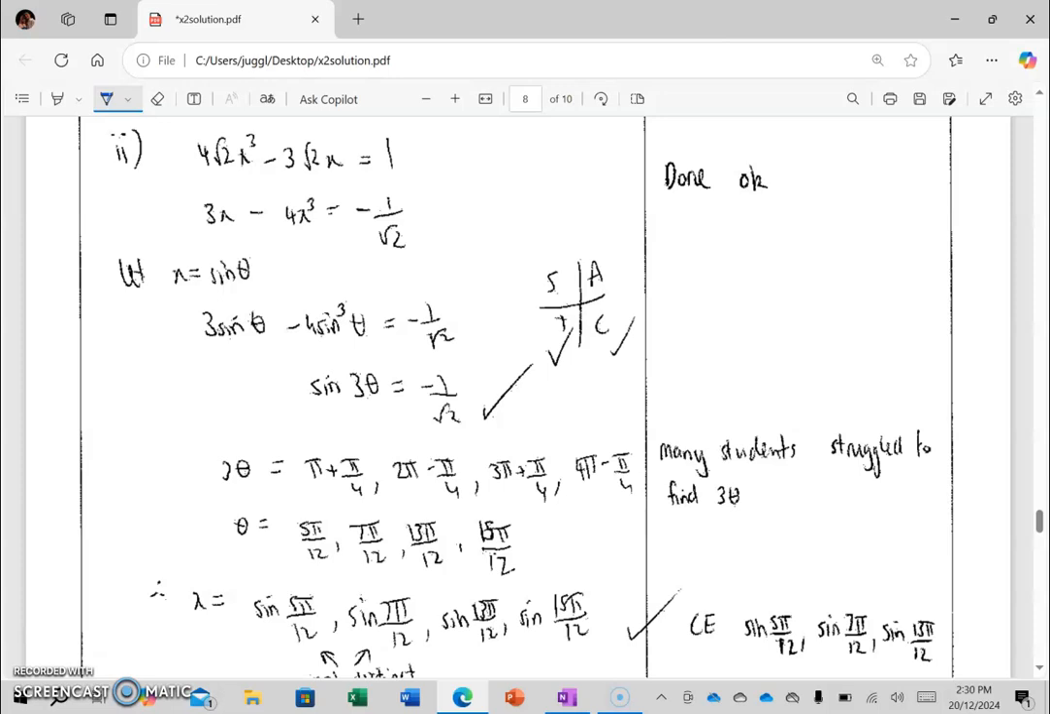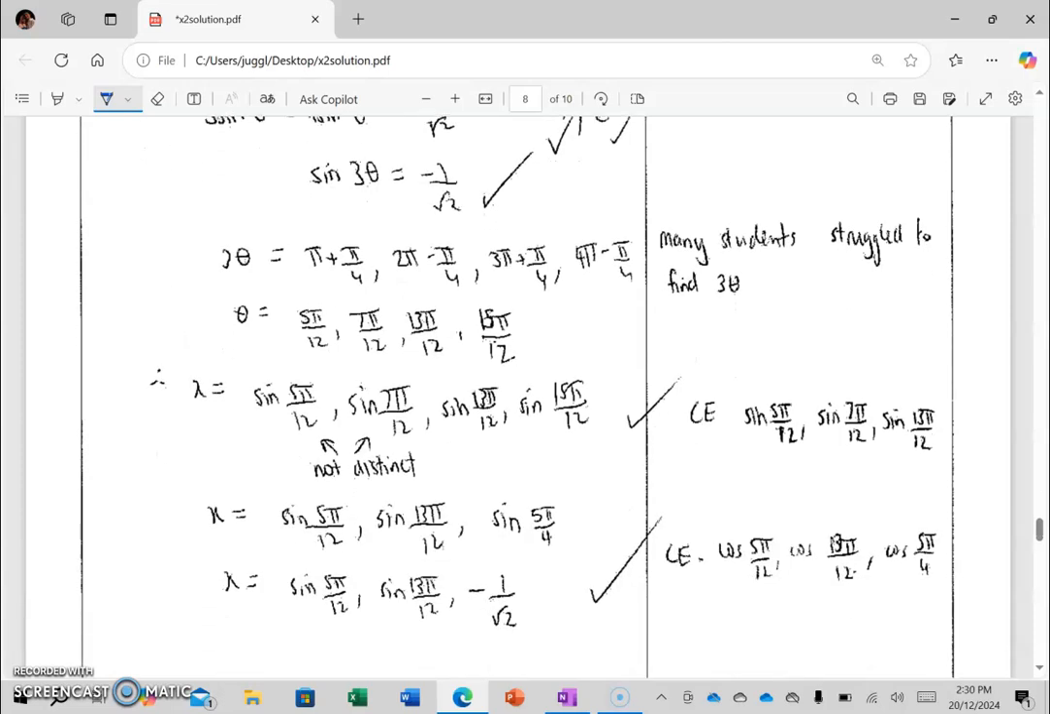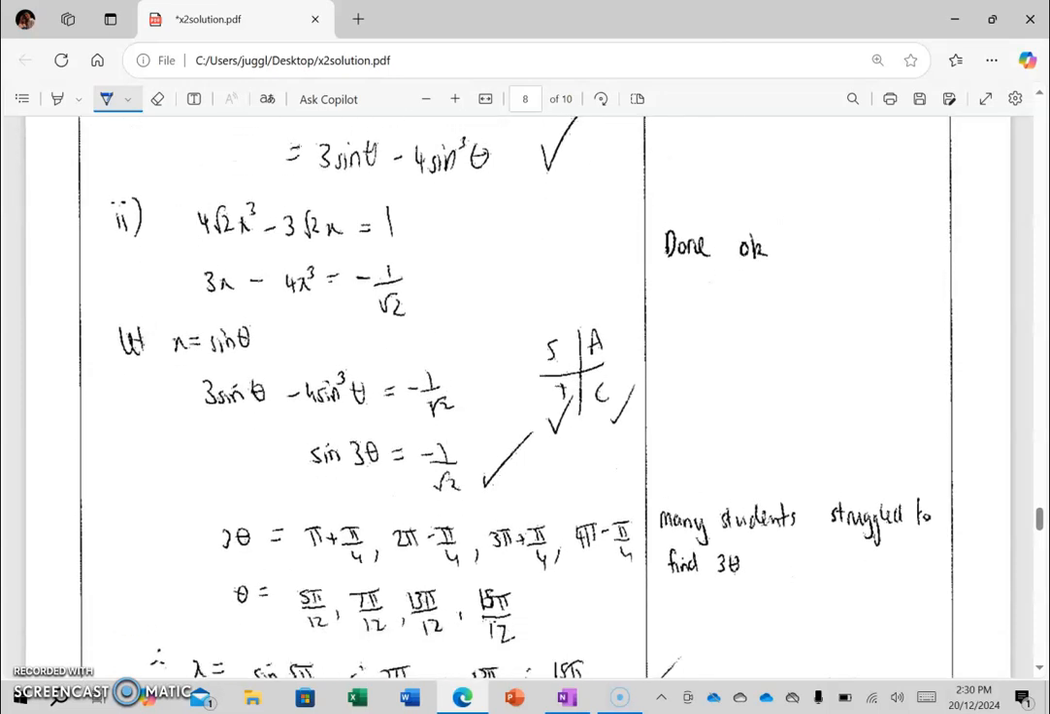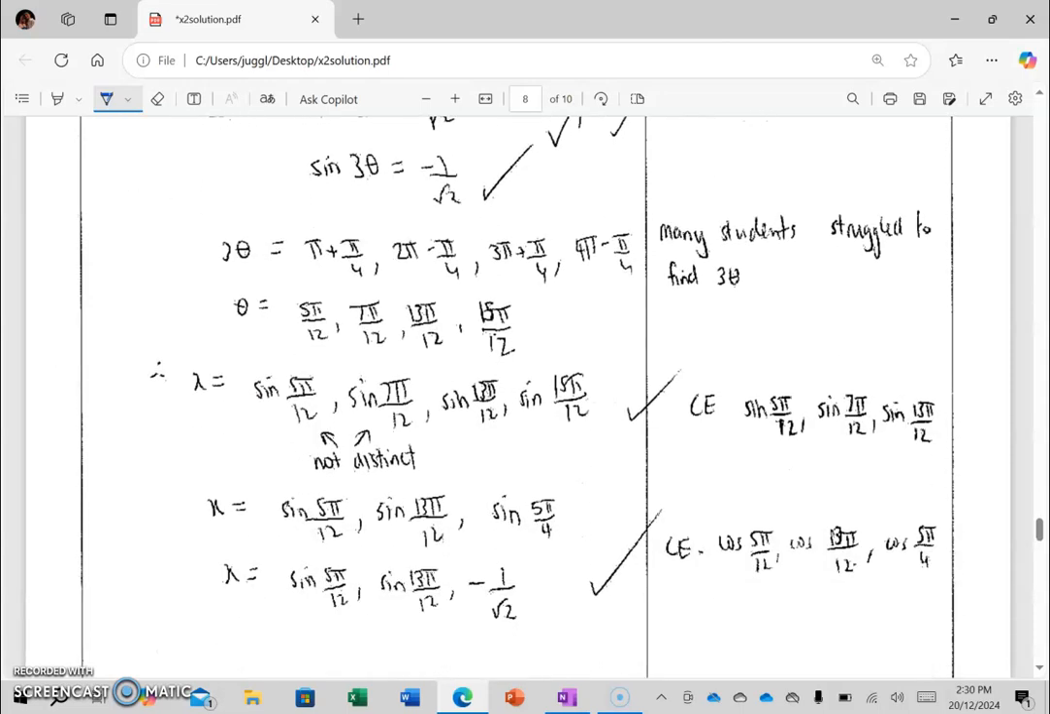First mark was for getting to this stage where you got sine 3 theta is negative 1 on root 2. This has answers in quadrant 3 and 4. So you start producing answers, and then you get answers for theta. Now, if you wrote the first 3, a lot of people wrote this as their answer. The only problem is that sine 5 pi on 12 has the exact same value as sine 7 pi on 12. They're not distinct. We're looking for 3 distinct roots because it's a cubic. You actually needed to go to the next one.